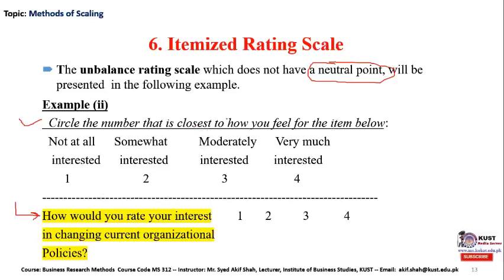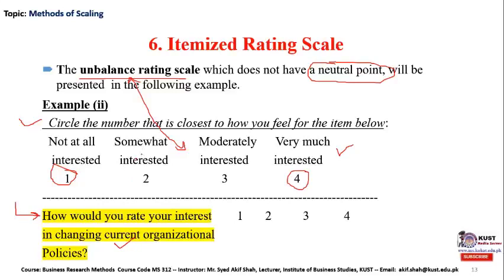Now here we can see that the first point says not at all interested. The individual is not interested at all in whatever policies are going to be changed in the organization. The other extreme value says that the respondent is extremely interested, very much interested, to know about the current changes in the organizational policies. Here we can see that there is no neutral point, either interested or not interested, so there is no response in the middle. Therefore, such an itemized rating scale is known as an unbalanced rating scale, because there is no neutral point.